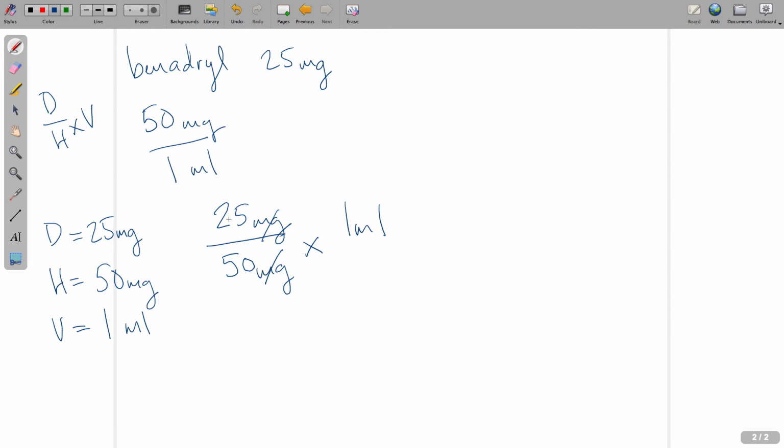And now we're left with 25 divided by 50. All right, so here we could do 0.5 times 1 ml. Actually, I apologize, this is not milligrams here because we, in essence, got rid of our milligrams. Let's take a look back here. This is where we got rid of our milligrams. So it's 0.5 times 1 ml is equal to 0.5 milliliters, and this is of Benadryl.